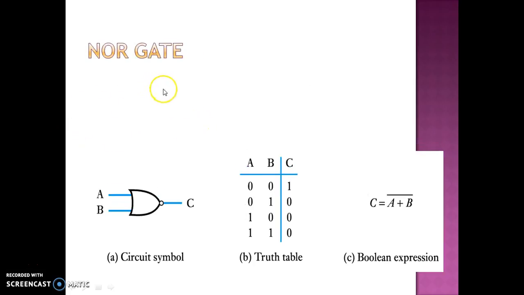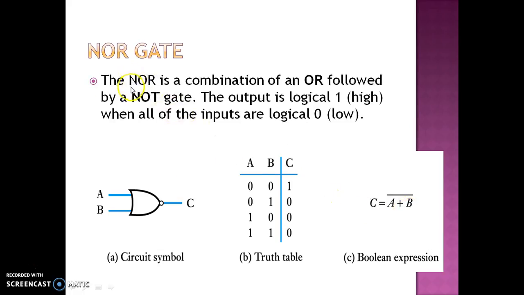Next we see NOR gate. Output is C, inputs are A and B. In this, if you see the truth table, when all the inputs are 0, the output becomes 1. In the other conditions, the output becomes 0. The Boolean expression C is equal to A plus B whole bar. Now, what is NOR gate then? It's the combination of OR followed by a NOT gate. The output is logical 1 when all of the inputs are logical 0.